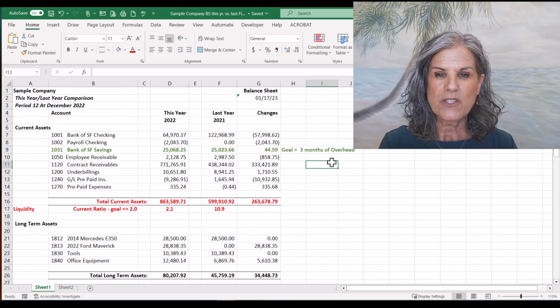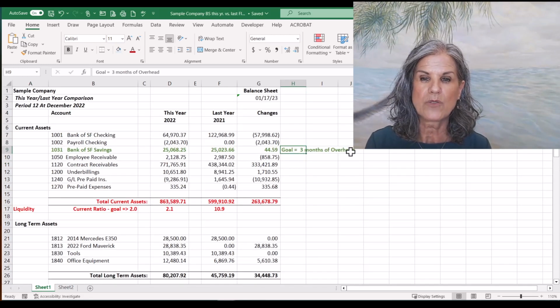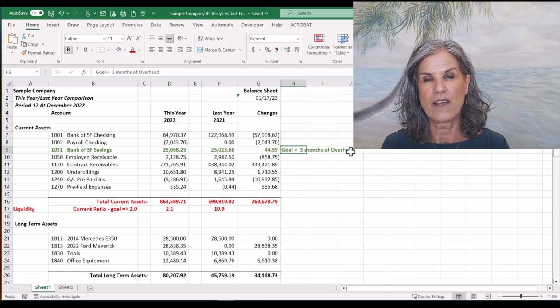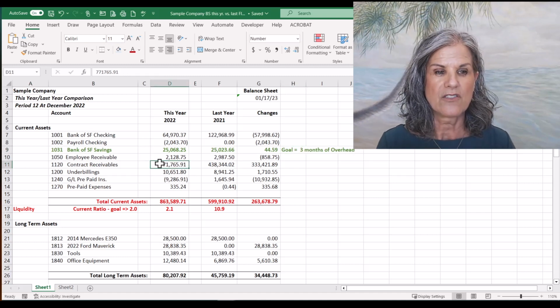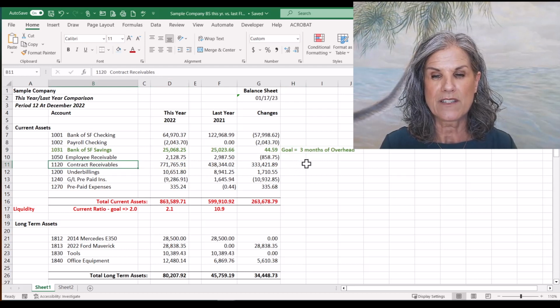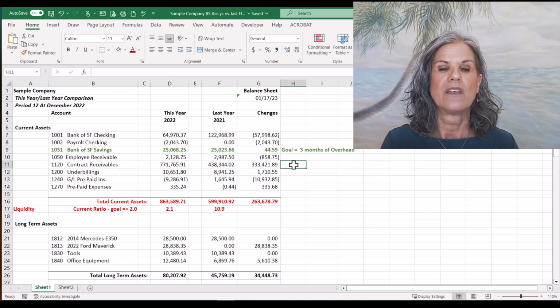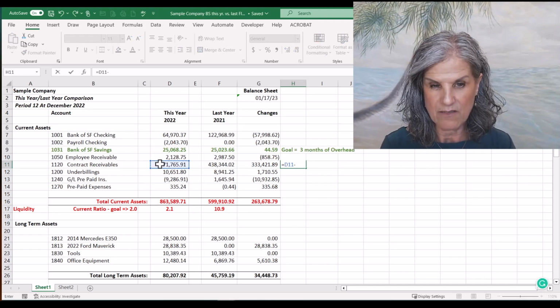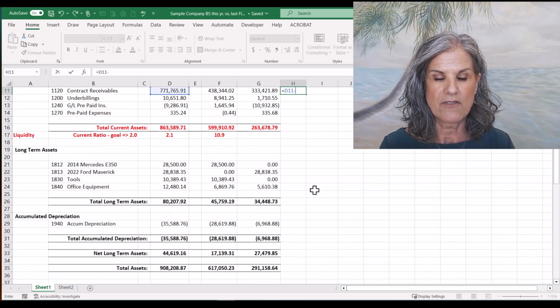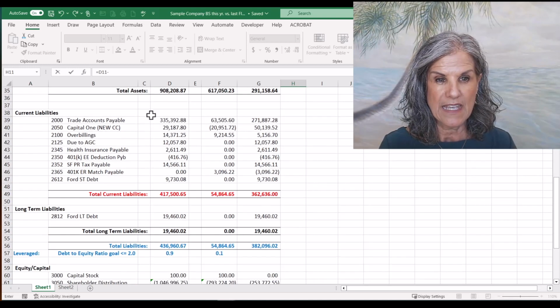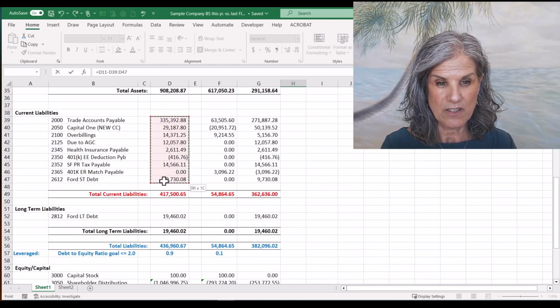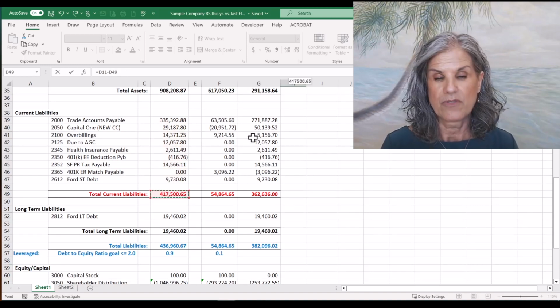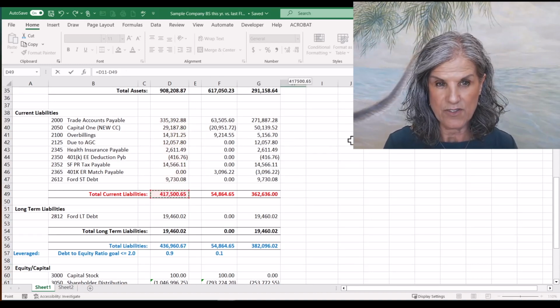And then the third number that we talked about is having a cash reserve goal equal to 3 to 6 months of overhead. One of the other numbers that you want to look at when you look at your balance sheet is to consider how much do I have coming in receivables compared to payables. So for this company I looked at, there's receivables of $772,000 roughly, and there's payables, which includes all these liabilities, of a total of $418,000.